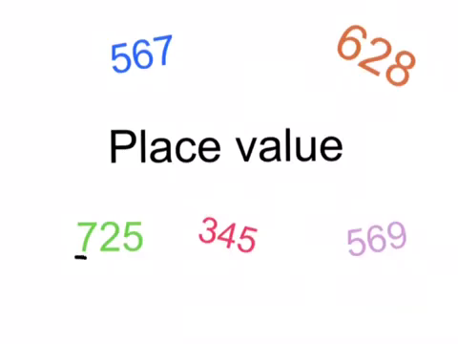So the 7 in this number has a particular value, the 2 in this number has a particular value, and the 5 in this number has a particular value, all depending on what position they are in. So the 7 is in the first position, the 2 is in the second, and the 5 is in the last. Let's have a look at this a little bit closer.